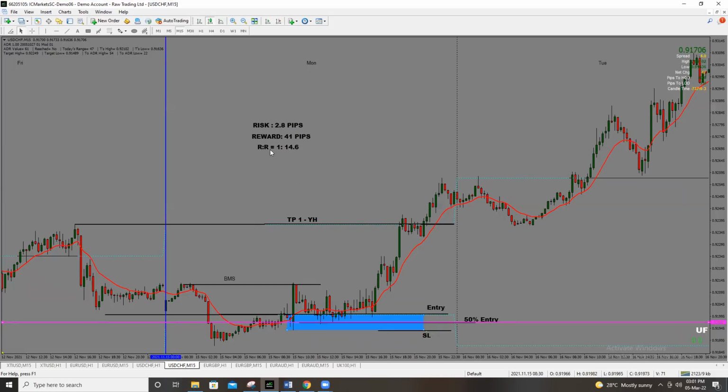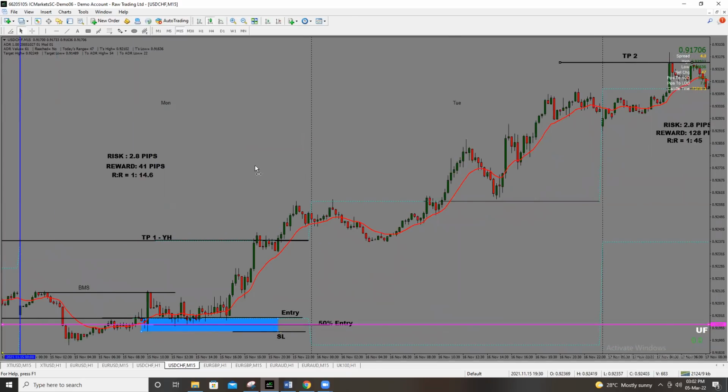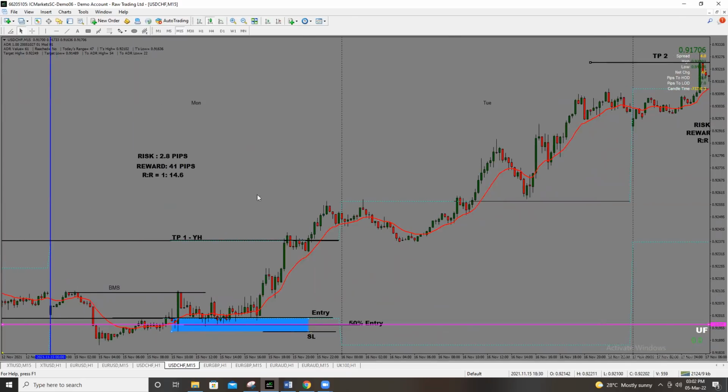What is the risk reward ratio? If you divide 41 by 2.8, it's 1:14.6, which is good for a day, right? That is good for a day. So let's say you're a swing trader, or maybe you did not want to take this take profit. You can actually hold it.